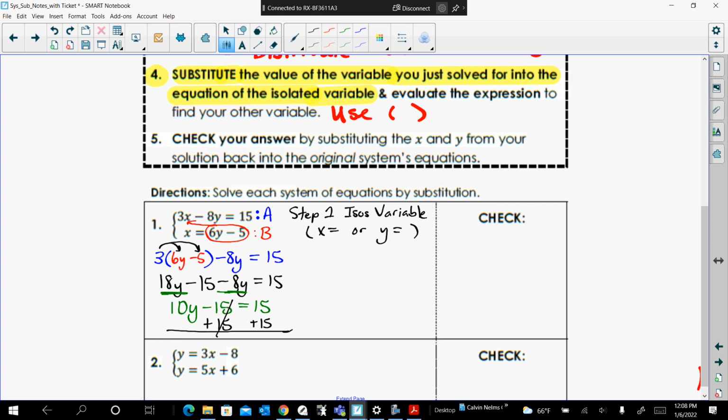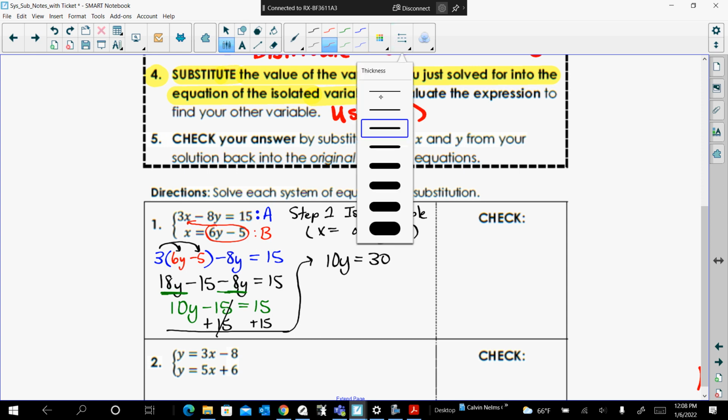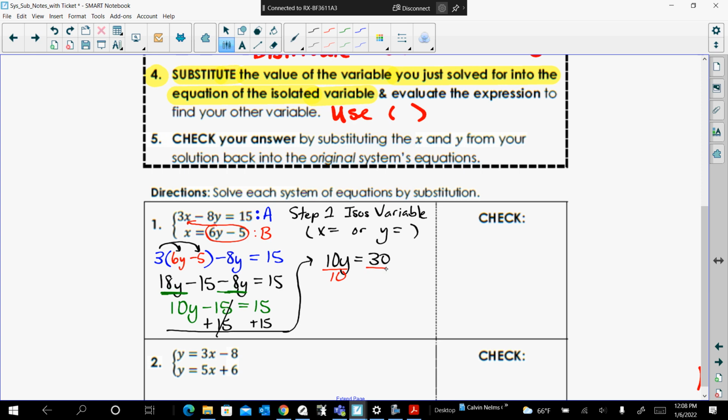That would cancel. I'm just going to come up here, and that would give me 10y equals 30. Now I can divide by 10 on both sides, and y equals 3. Okay? I'm going to box that variable.